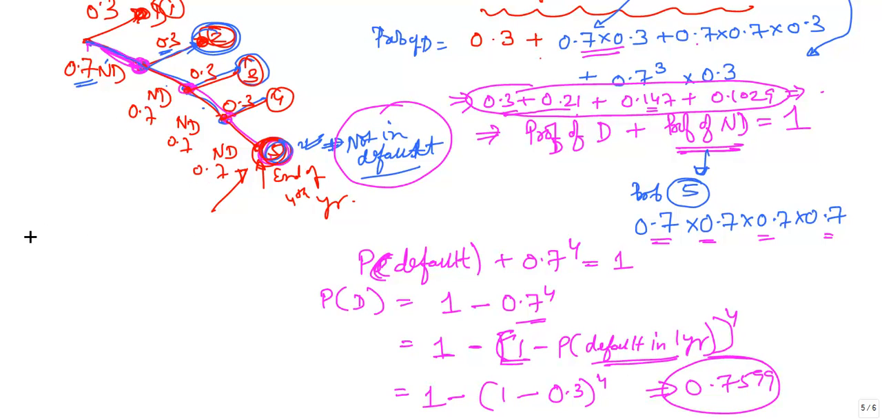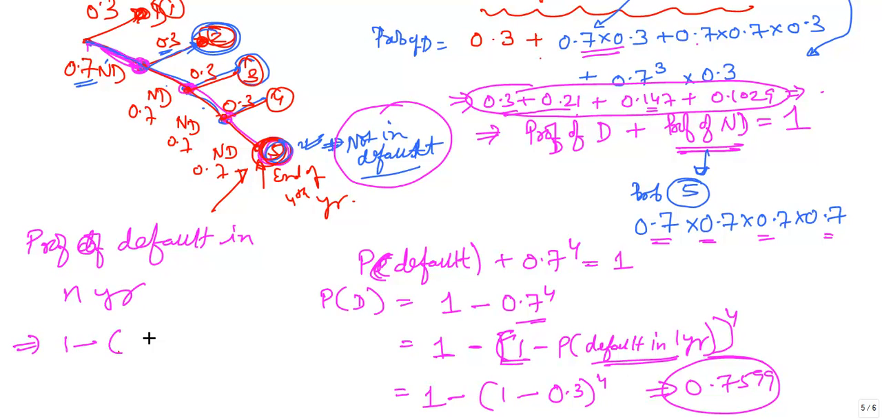So if anybody asks you what is the probability of default in n years, it will be given as 1 minus probability of not defaulting in 1 year, to the power n. This would be the formula.